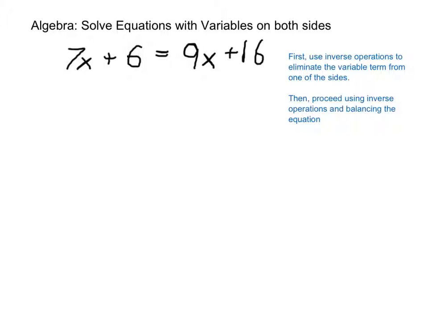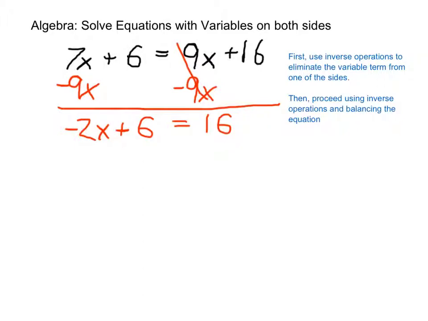Sometimes I think it's easier to do it such that you're left with a positive term, but I also prefer leaving the variable on the left just because that's more conventional. So here you could go either way. I'm going to proceed by subtracting 9x from both sides.